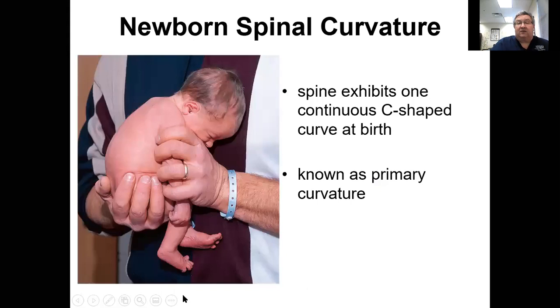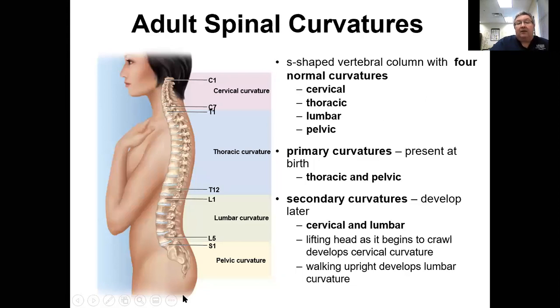You're not going to have to know this for the test, but just know that newborns basically only demonstrate one continuous C-shaped curve at birth, and this is known as the primary curve. As we get older, are able to lift our heads up, and start to walk, we develop other types of curves within the spine itself. The adult spine has a few different curves, and these are what we call normal curves.